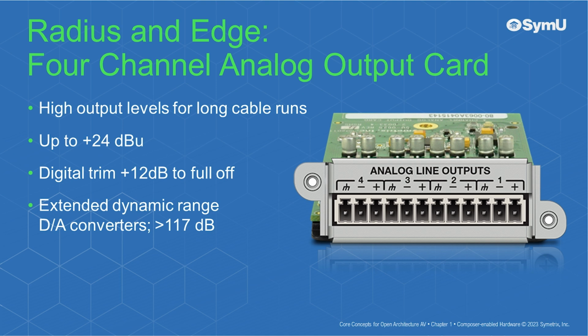The 4-channel analog output card delivers high output levels for long cable runs. Up to plus 24 dBu, digital trim, plus 12 dB to full off range. And extended dynamic range digital to analog converters greater than 117 dB.